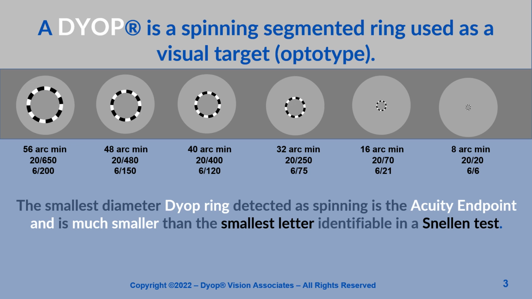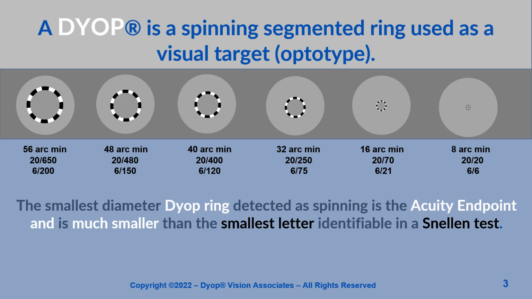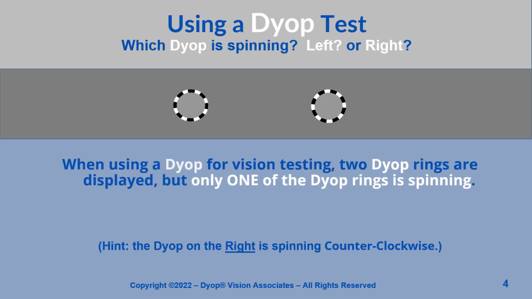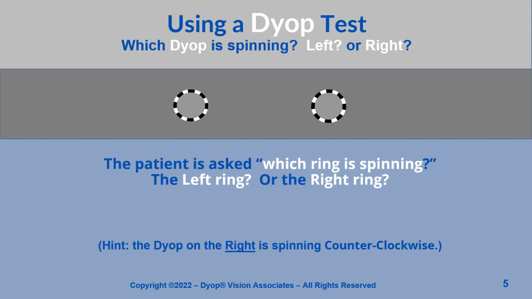The smallest diameter Dyop ring detected as spinning is the acuity endpoint and is much smaller than the smallest letter identifiable in a Snellen test. When using a Dyop for vision testing, two Dyop rings are displayed, but only one of the Dyop rings is spinning. The patient is asked which ring is spinning, the left ring or the right ring.